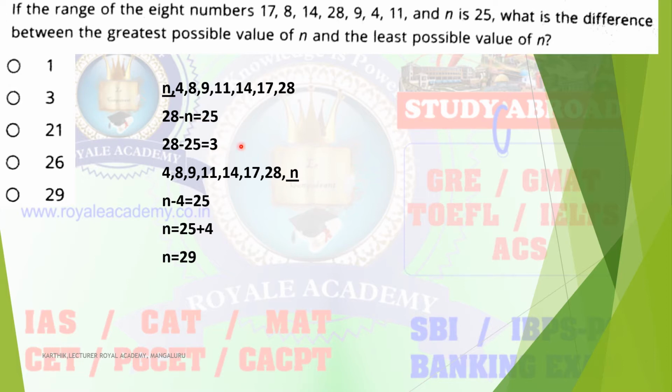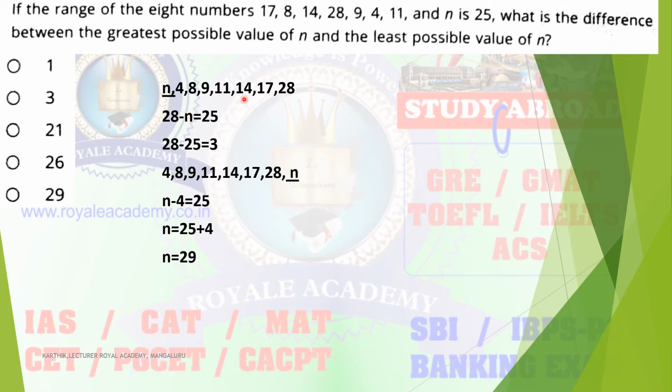So the value of n is 3. Okay, that is the least possible value of n, 3. Next, the greatest possible value of n. We don't know the position of n, and here they are asking for the greatest possible value of n, so I will include n here.